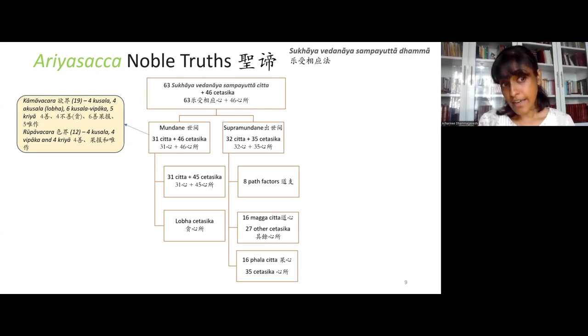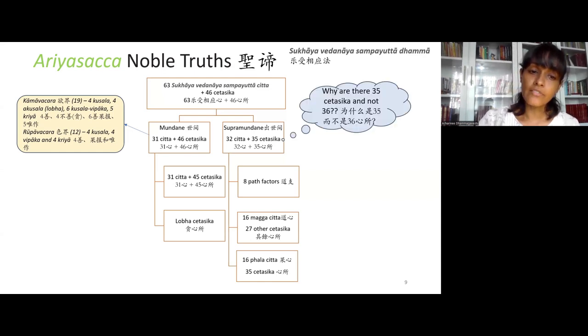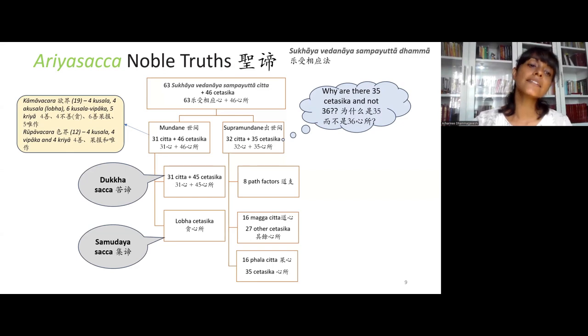So because there is Lobha Cetasika here, we will classify the Lobha Cetasika under Samudaya Sacca. And then everything else, the remaining Dhamma, the 31 Chitta and the remaining 45 Cetasika, are classified under Dukkha Sacca. So it's very easy. Mundane Noble Truths are Dukkha Sacca and Samudaya Sacca. We have Lobha Cetasika coming under Samudaya Sacca, and then the remaining Dhammas will be classified under Dukkha Sacca.